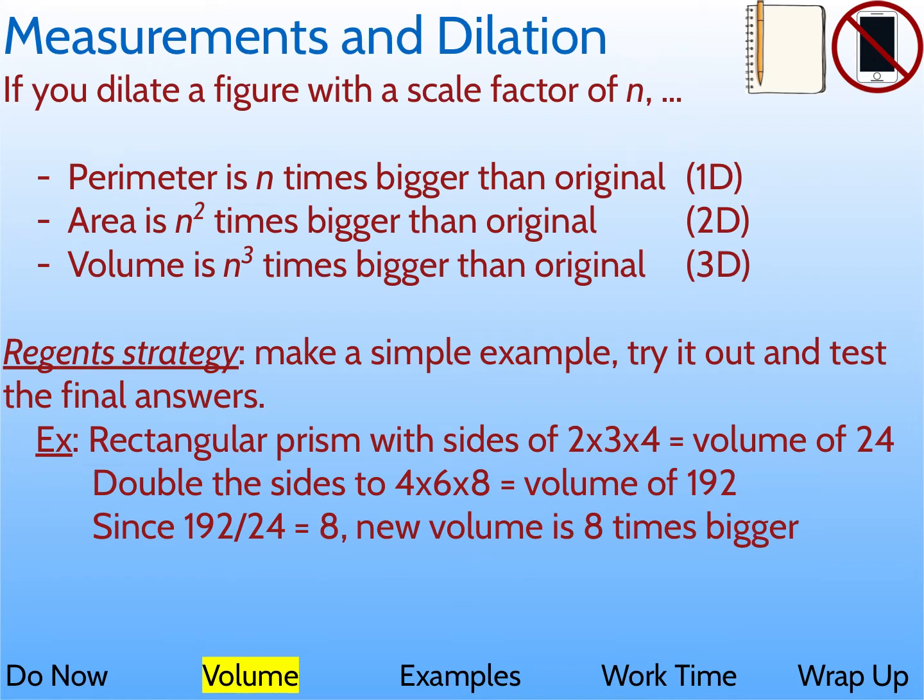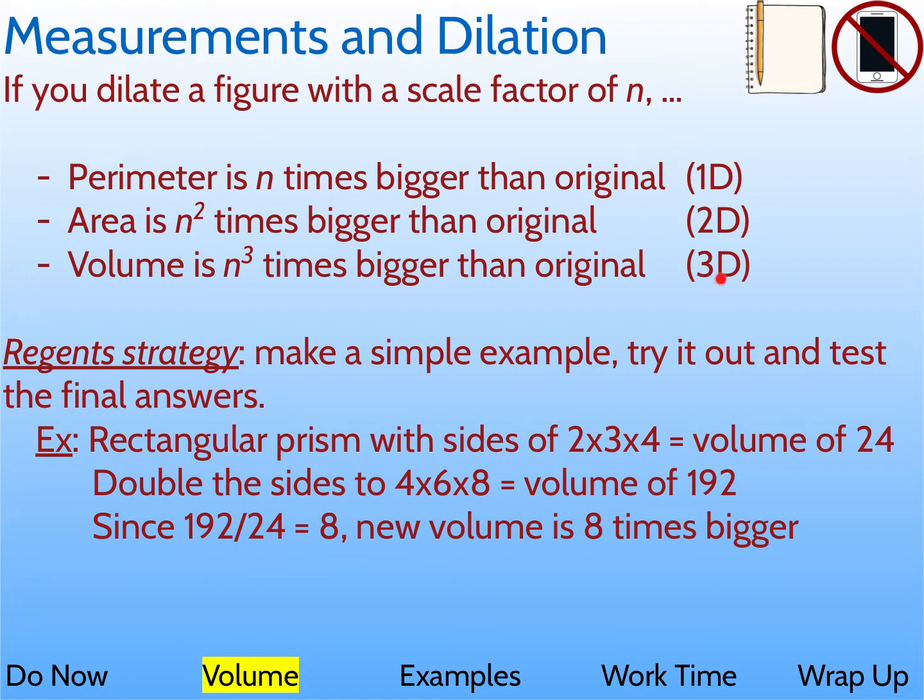Sometimes the Regents likes to ask questions about dilations, and dilations with a scale factor of, we'll just call it n for this situation. So you've already seen side lengths of triangles and perimeter, for example. The new figure would be n times bigger than the original because it's a one-dimensional measurement. We've talked about area in terms of dilations before. The area would be n squared times bigger. So if the scale factor was, say, 3, the area would be 9 times bigger than the original because it's a two-dimensional measurement, so you raise it to the second power.